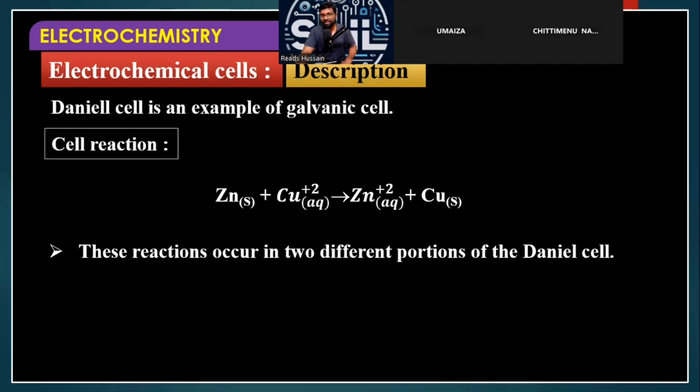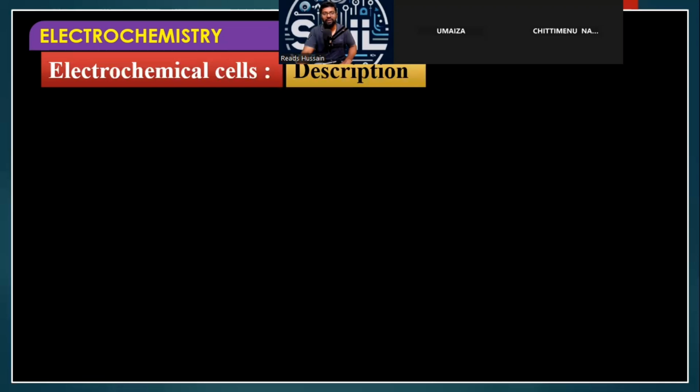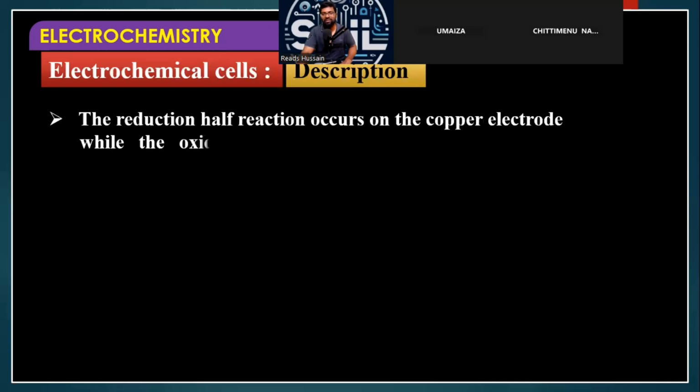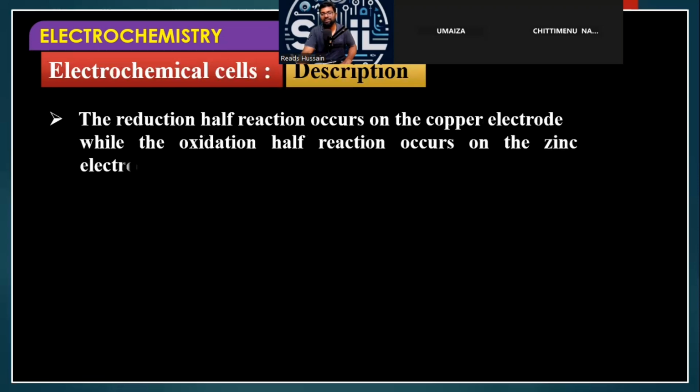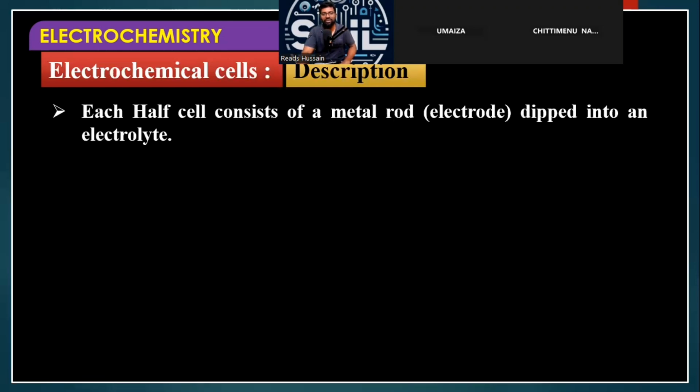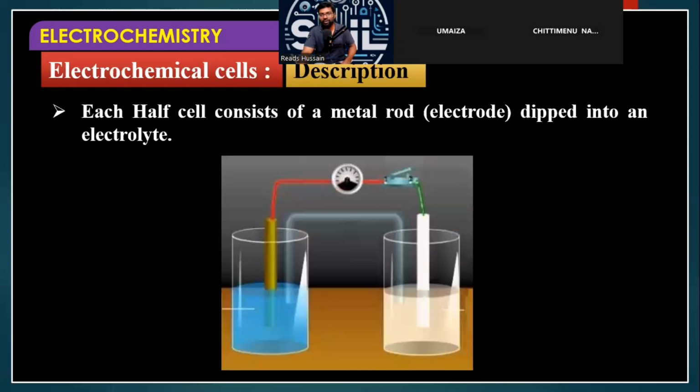And these reactions occur in two different portions of the Daniell cell. Actually, here we have seen two reactions: one is an oxidation reaction and another is a reduction reaction. These two reactions take place in two different portions of the Daniell cell or galvanic cell. I will come to this part later. First, go through this picture.